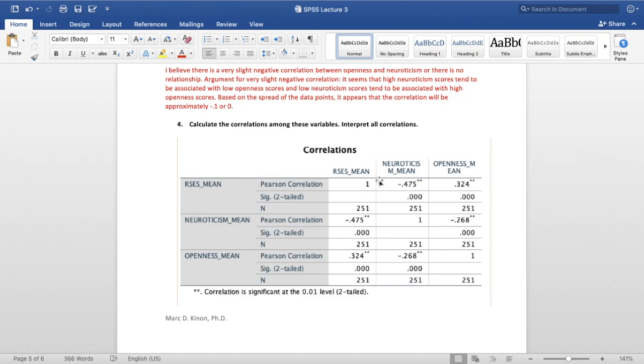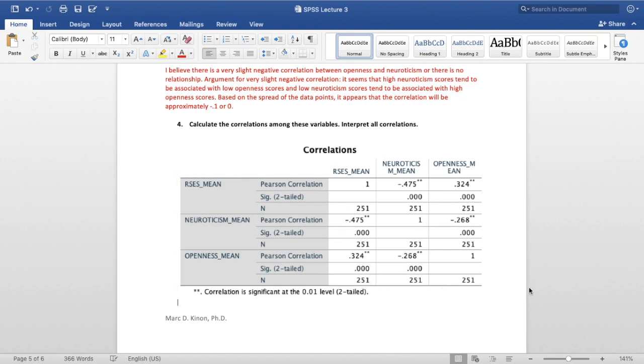Now let's correlate self-esteem and neuroticism. We're getting a negative 0.475. The p-value, so significance two-tailed, is less than 0.05, and n equals 251. That means there are 251 participants that have a self-esteem score and a neuroticism score. Therefore, we could calculate the relationship between the two. It's the same thing on these other sides.